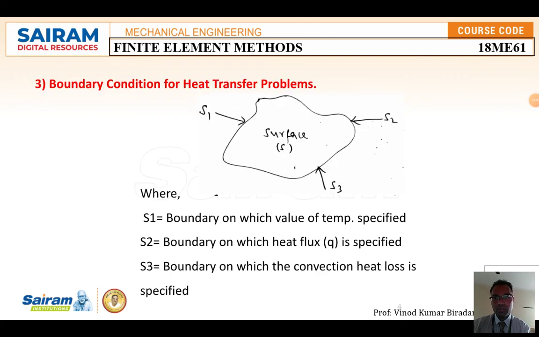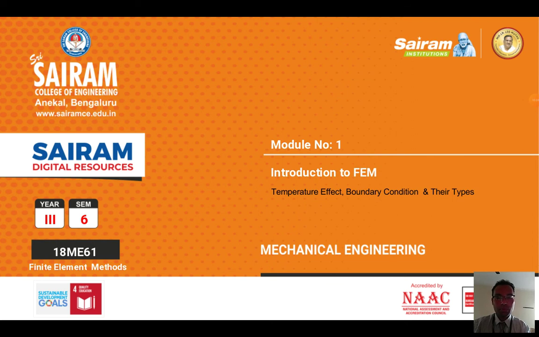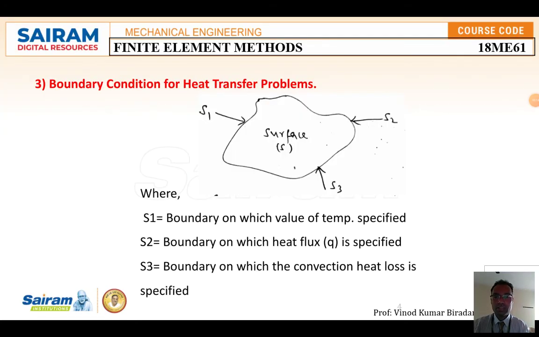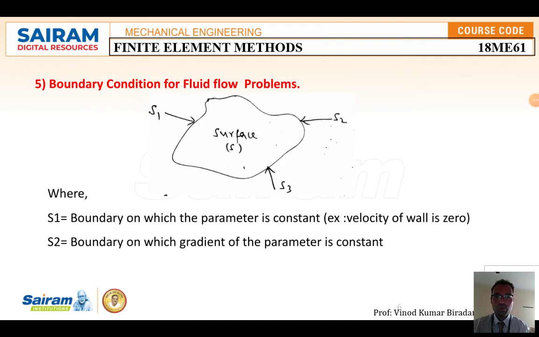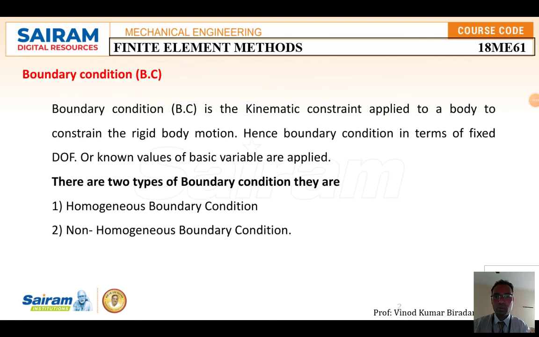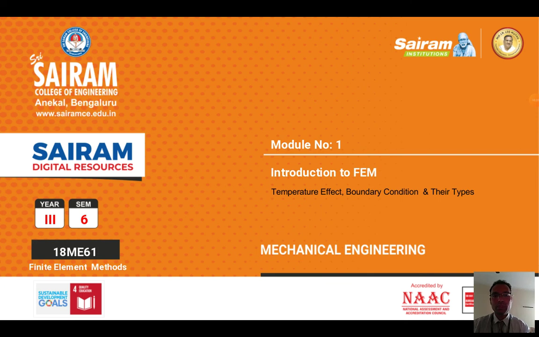So that covers the temperature effect. From this PPT you just need to understand how we are going to apply the boundary condition, and what the different types of boundary condition are. For the boundary condition, the heat transfer problem has 3, the structural problem has 2, and the fluid flow problem also has only 2. You have to remember this. Boundary conditions are the kinematic constraints applied to the body, the constraint to the rigid motion, and this is called the boundary condition.